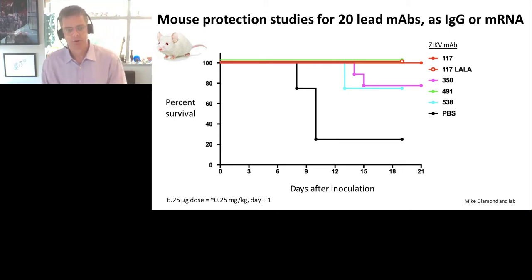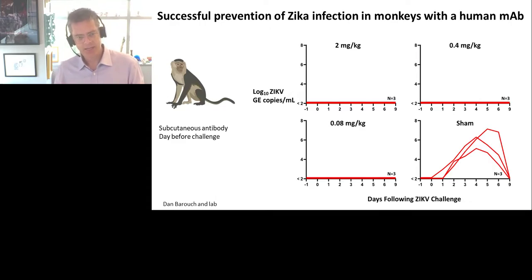And then Dan Baruch's group, again, during the 78-day period, did a subcutaneous antibody administration the day before challenge, and then challenge with Zika virus. And we looked at 3 different doses of the lead antibody, 2 mg per kg, 0.4 mg per kg, or 0.08 mg per kg, which is 80 micrograms per kilogram, which is an extraordinarily low dose. And you don't see any Zika RNA in those animals, whereas the sham treated animals had a nice replication curve for a virus. So 100% protection of primates in 78 days.